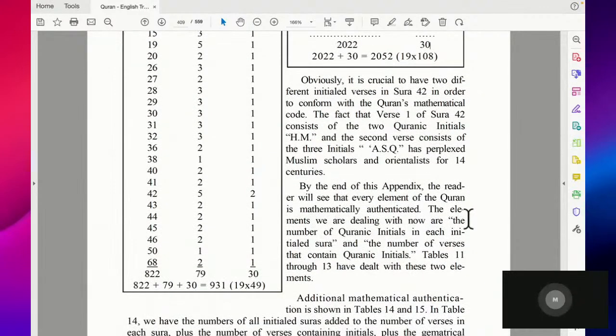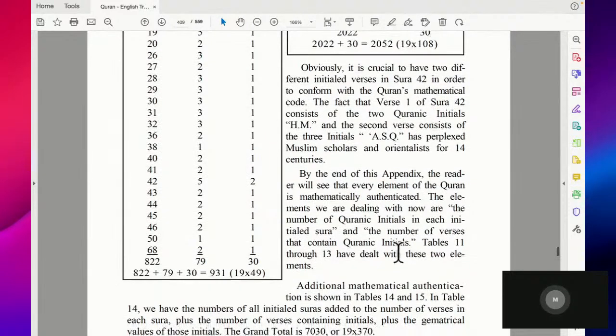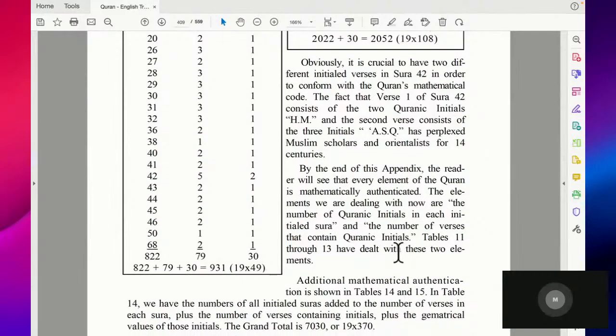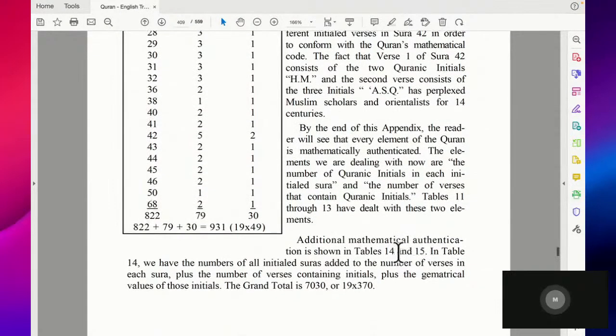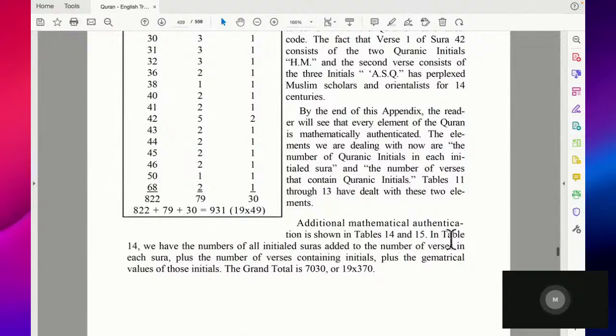By the end of this appendix, the reader will see that every element of the Quran is mathematically authenticated. The elements we are dealing with now are the number of Quranic initials in each initial surah and the number of verses that contain Quranic initials. Tables 11 through 13 have dealt with these two elements that we have already talked about, these three tables. Additional mathematical authentication is shown in tables 14 and 15.